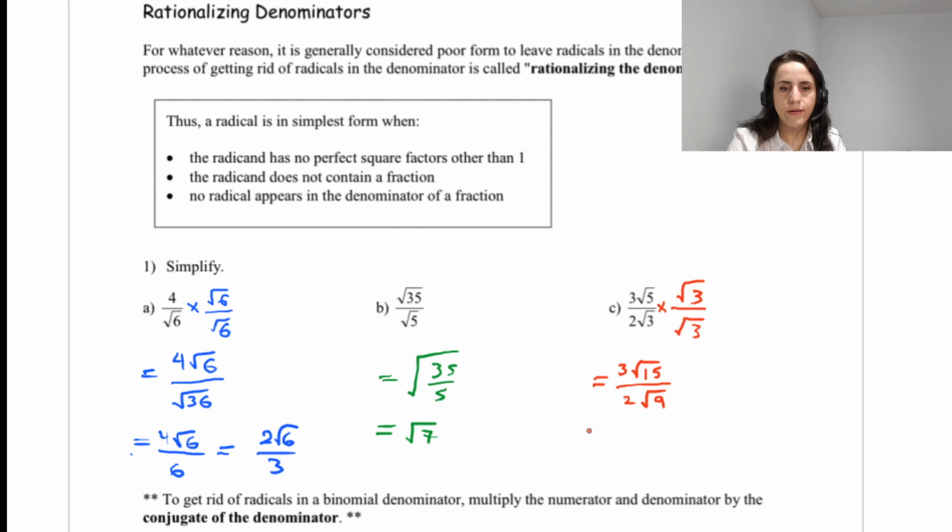Okay, 2 radical 9 is gonna be what? Radical 9 is 3. Multiplied by 2 is gonna be 6. And I can simplify one more step. 3 and 6 they can simplify. And radical 15 I cannot make as a mixed radical.